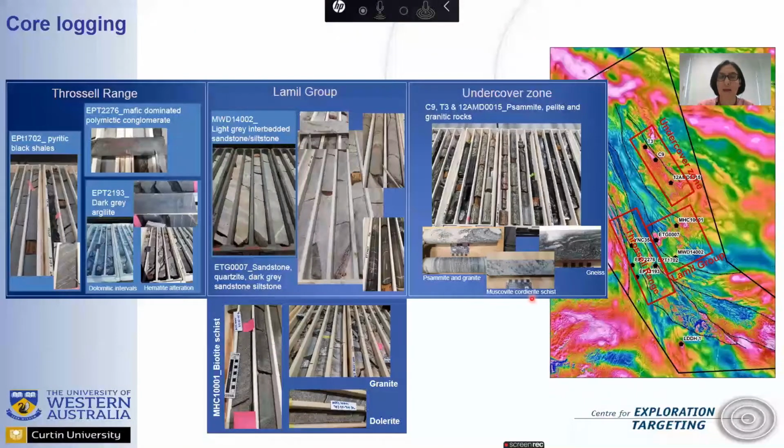Toward the northeast, the metamorphic grade is higher than the other parts of the Yeneena, and in this area we see some biotite schist with granite and dolerite, and under cover we have mainly psammite, metapelites and granitic rocks.